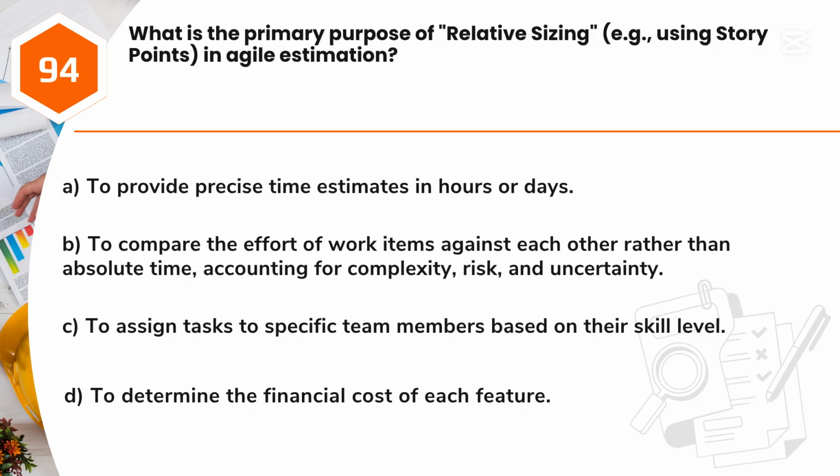Question 94. What is the primary purpose of relative sizing, e.g., using story points, in Agile estimation? A. To provide precise time estimates in hours or days. B. To compare the effort of work items against each other rather than absolute time, accounting for complexity, risk, and uncertainty. C. To assign tasks to specific team members based on their skill level. D. To determine the financial cost of each feature.